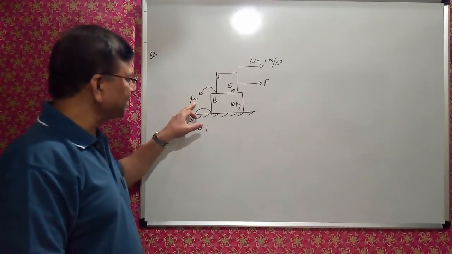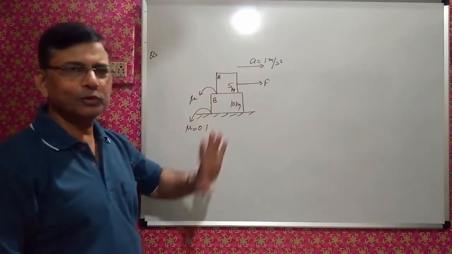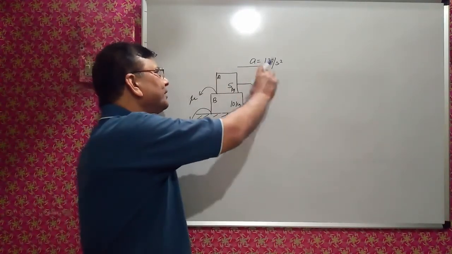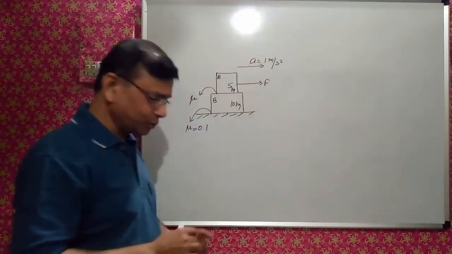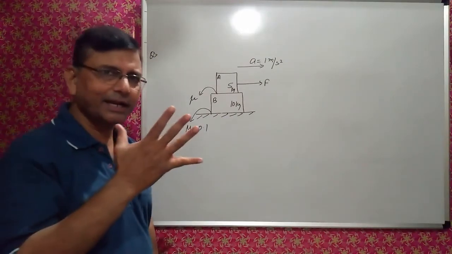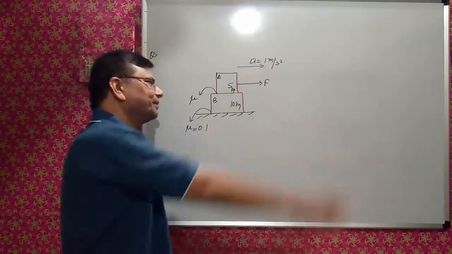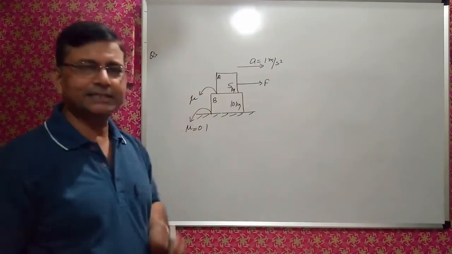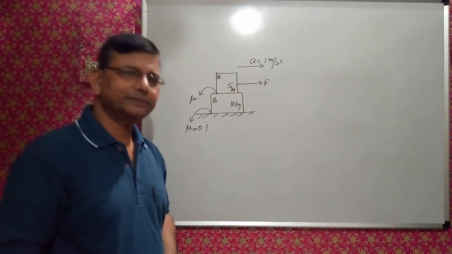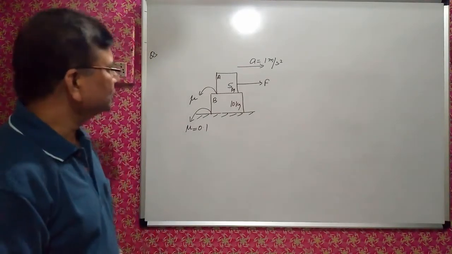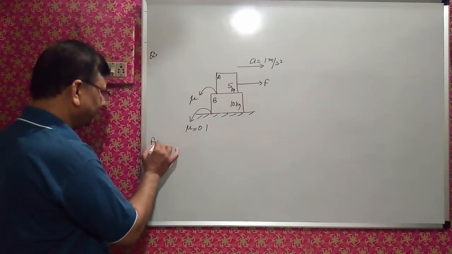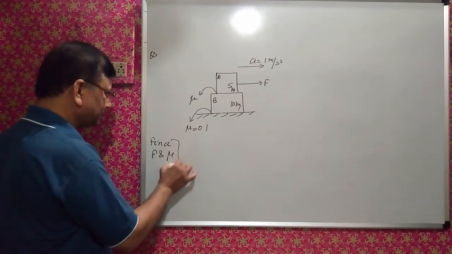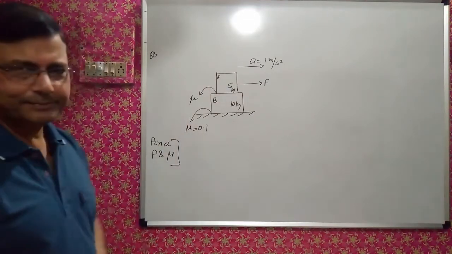This coefficient of friction and force both are required to be found out so that the system will move with 1 meter per second square. दोनों ब्लॉक्स साथ साथ चल रहे हैं with acceleration 1 meter per second square. तो फोर्स कितना लगाया जाए और कोएफिशिएंट ऑफ फ्रिक्शन इसके बीच में क्या होना चाहिए. ठीक है. सो फाइंड F and mu. सिंपल, राइट.